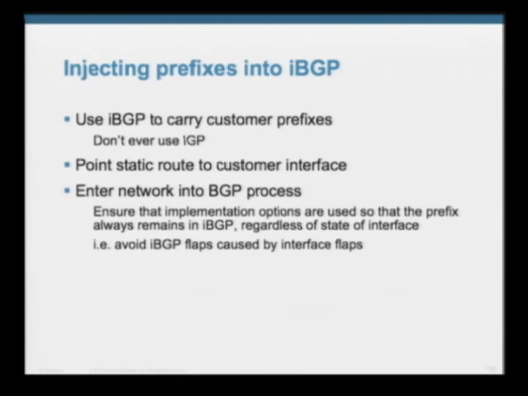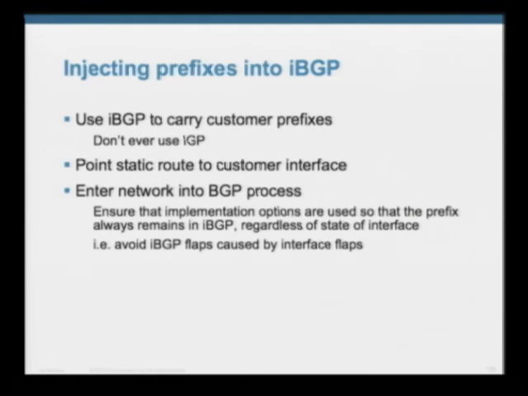Things that folks do: point a static route to the customer, and then redistribute statics into IBGP, or whatever else your implementation does. You want to make sure that the prefix always remains in IBGP. If it's a static route to a customer, for example on IOS, if the interface goes down, then the static route disappears. If the static route disappears, the entry disappears from IBGP also, which ends up with route flaps happening inside the network as well.